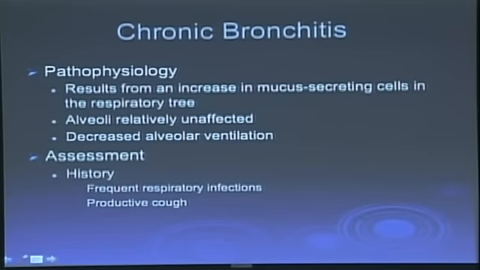Chronic bronchitis results from an increase in mucus-secreting cells in the respiratory tree. That's a response to noxious stimulation, whether it's from cigarette smoking or whatever. The alveoli themselves are relatively unaffected. Now you can get the double whammy, chronic bronchitis and emphysema together. There is, however, decreased alveolar ventilation because of the increase in mucus-secreting cells and the narrowing of the bronchi.